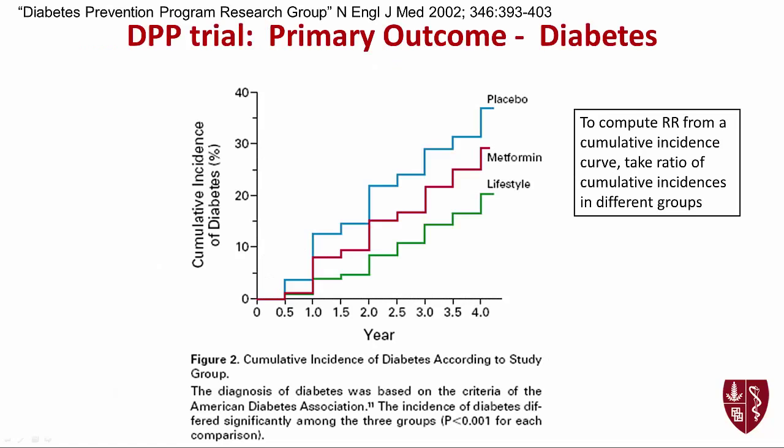So let's see what they did. And you've already seen this graph in Module 2, which gives us the cumulative risk of the outcome in the 3 arms. As we went through one of the computations in that module, we saw that we could compute the relative risk of developing diabetes in the lifestyle group by dividing the risk of the outcome in the lifestyle group by the risk in the placebo group.